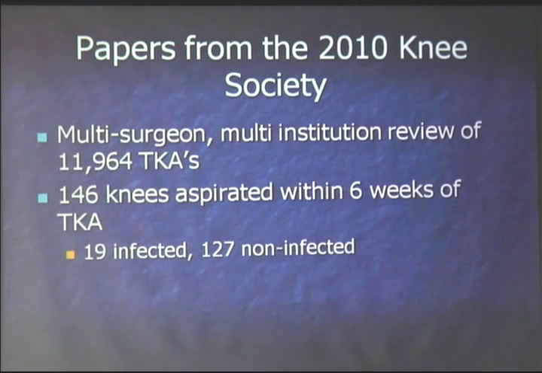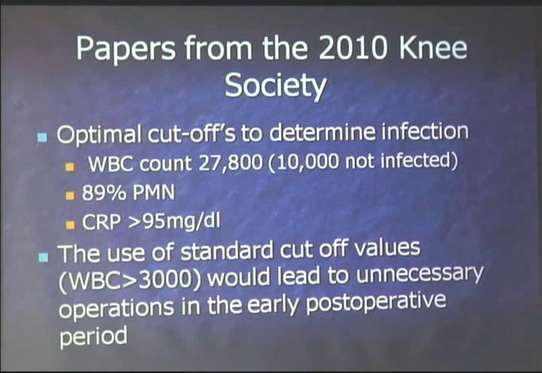So this was a multi-surgeon, multi-institution review of nearly 12,000 total knees. They had 146 knees that were aspirated within 6 weeks of total knees, of which 19 turned out to be infected and 127 were non-infected. They did a lot of fancy statistics, some of which I don't understand, but they eventually came up and said that the optimal cutoffs to determine infection were a white cell count of 27,800, 90% PMNs, and a CRP greater than 95 milligrams per deciliter.